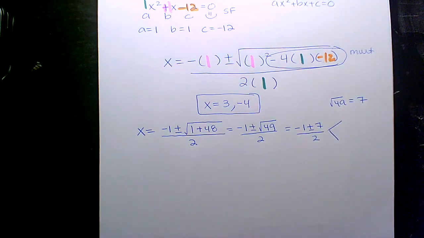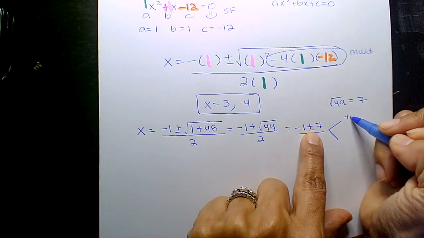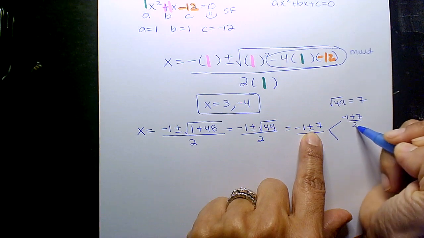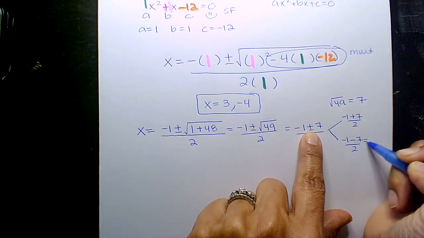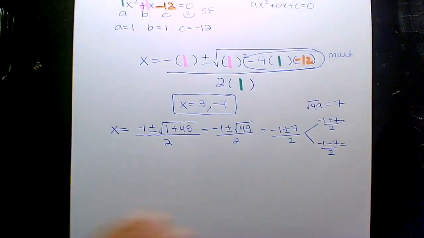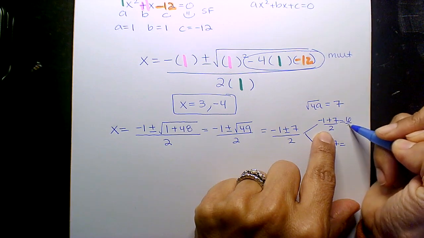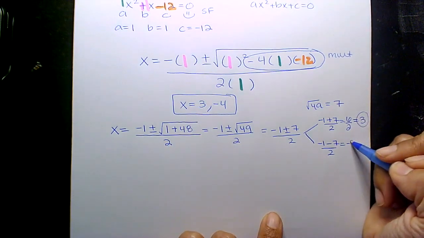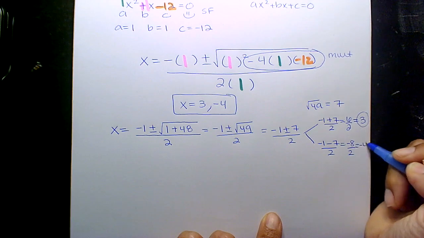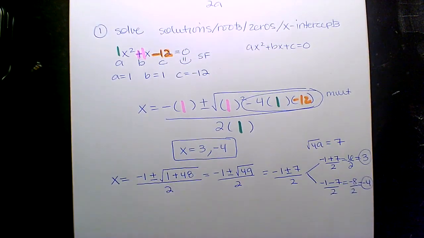You're going to have two cases. That's why I have two numbers. I have the negative 1 plus 7 over 2, and I have the negative 1 minus 7 over 2. And so I get 6 over 2, which is 3, and there's my 3. And I get negative 8 over 2, and there's my negative 4. So the calculator works just as well as solving it step by step.